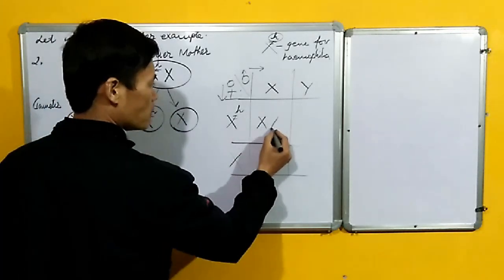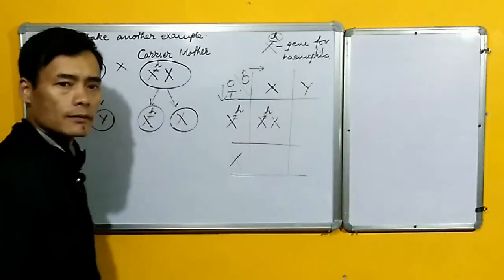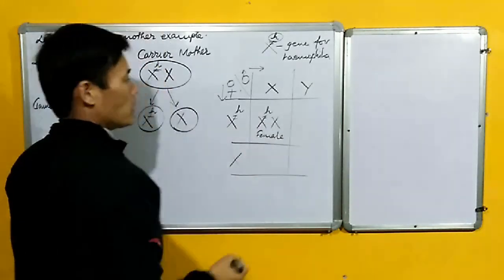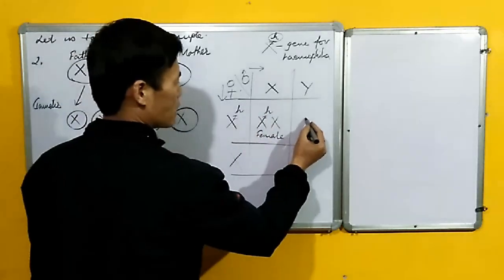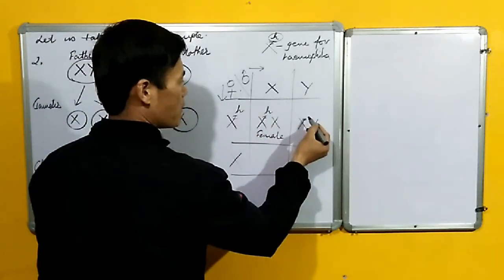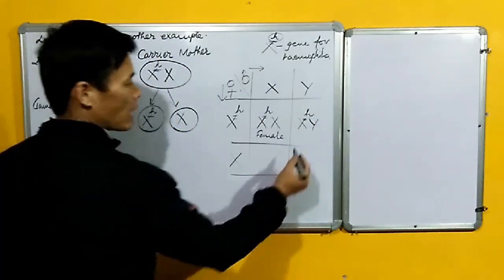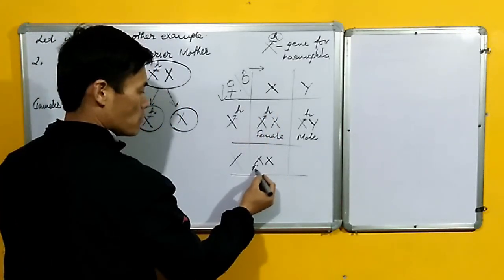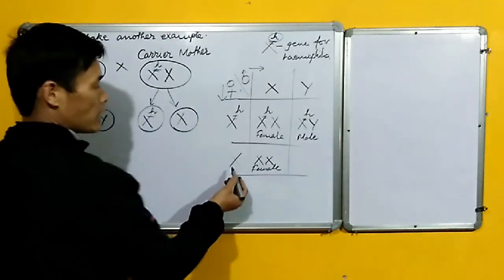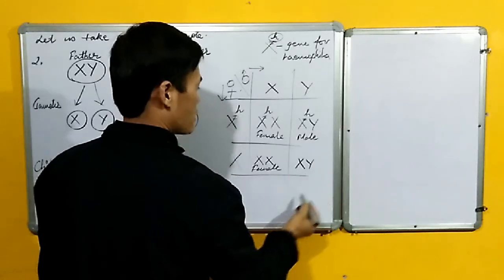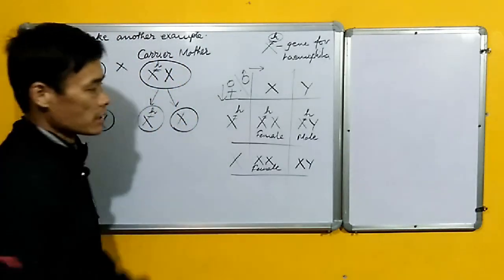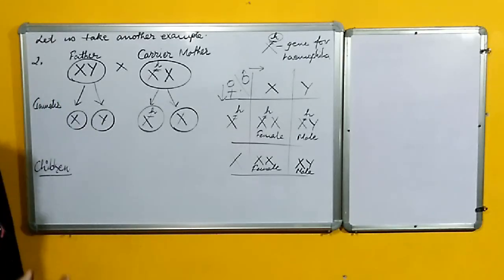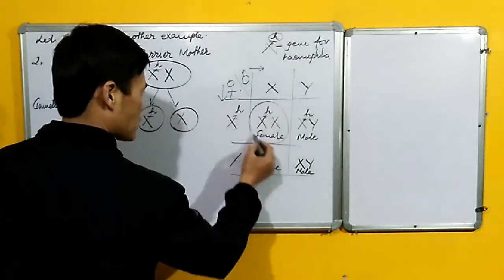The combination will become XX. This is a female child. Once again the combination of the male and female gamete, and here we have a male child. Likewise the two X chromosomes, a female child once again, and X and Y sex chromosomes combining. Once again we have a male child. Now let us see what is happening. Let us take these two children.